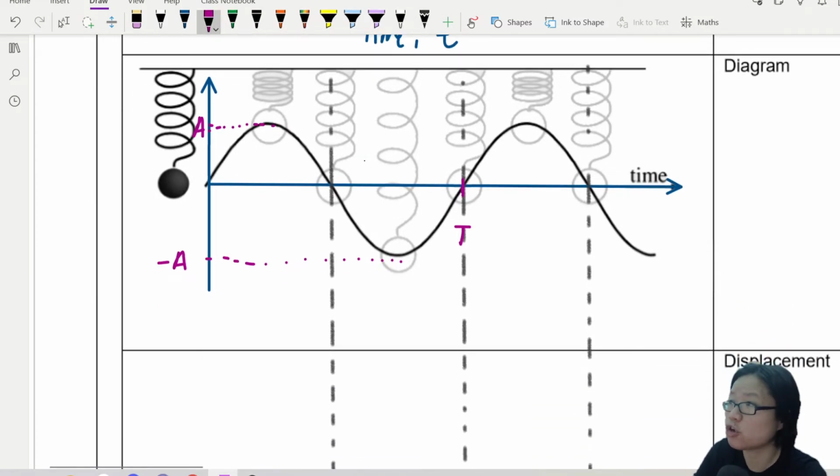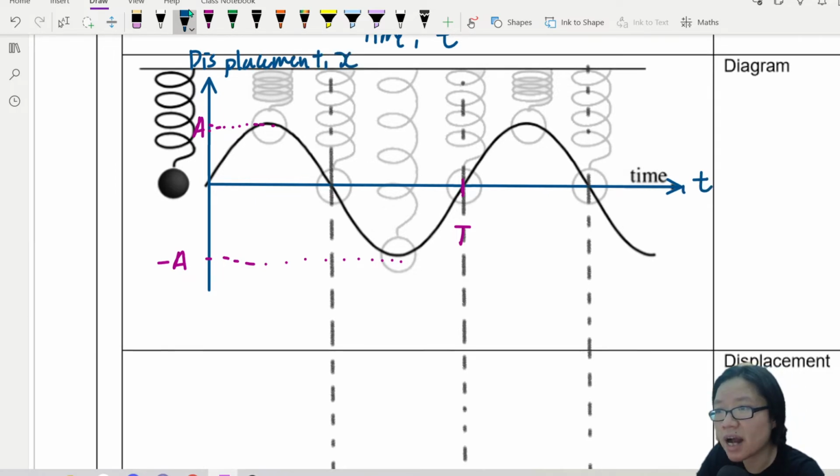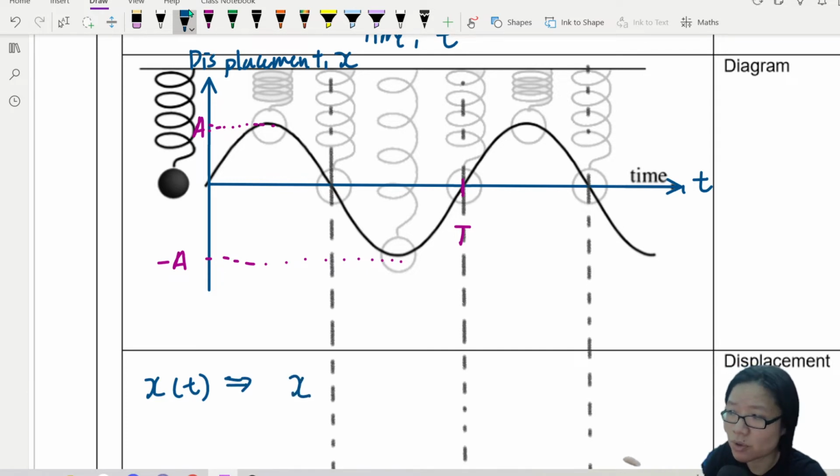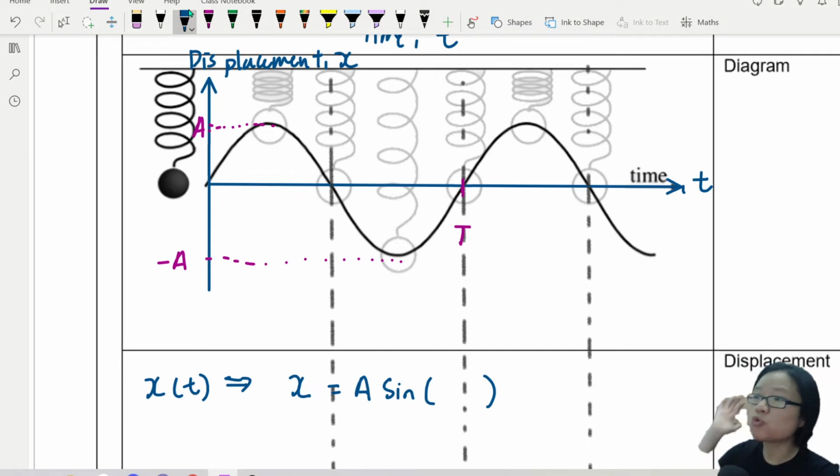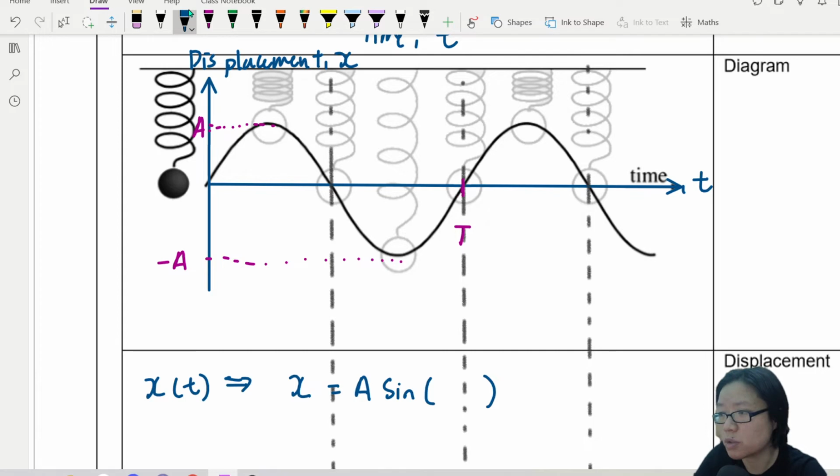to find the equation of displacement, just to frame it for you, I want to find an equation of displacement x in terms of time t. So I want x in terms of t. The equation that we will use, if this looks like a sine graph, is x equal to A, where A is the maximum, sine, and we need a constant inside here to represent how many cycles per unit time. That constant will be our good old omega t.